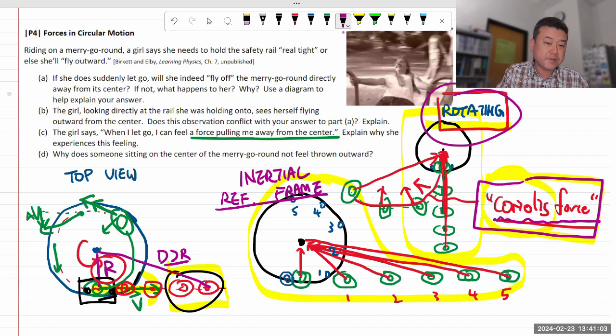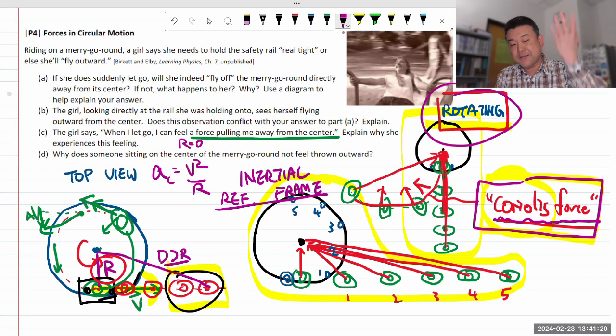For part D, why does someone sitting at the center of the merry-go-round not feel thrown outward? The formula for centripetal acceleration is v squared over r. Actually, this version can be a little bit deceptive, because you'll say at the center r is equal to 0, so why doesn't this blow up? Let me write the other version, which relates it to the radius and what's called the angular velocity. This is the amount of radians per second.